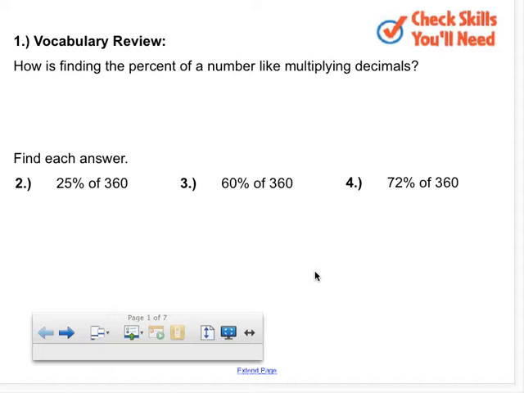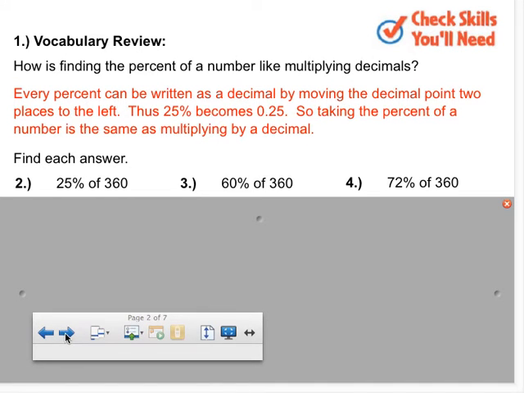Very good. So here's what the book has. They actually give an example with it. Every percent can be written as a decimal by moving the decimal point 2 places to the left. Thus, 25% becomes 25 hundredths. So taking the percent of a number is the same as multiplying by a decimal.